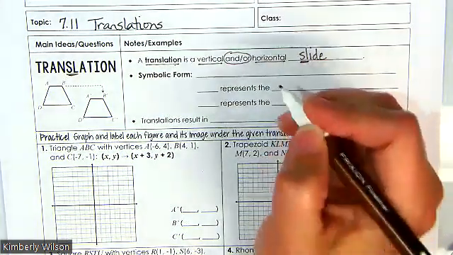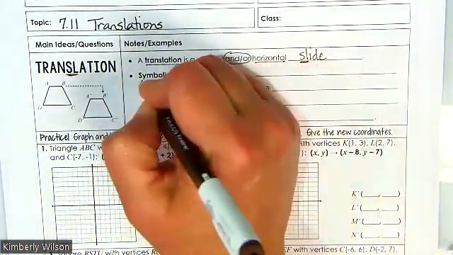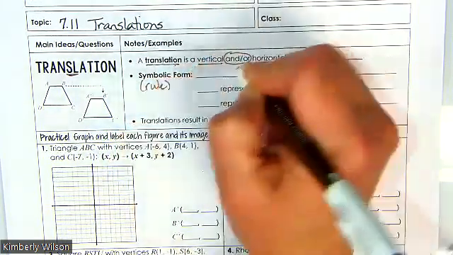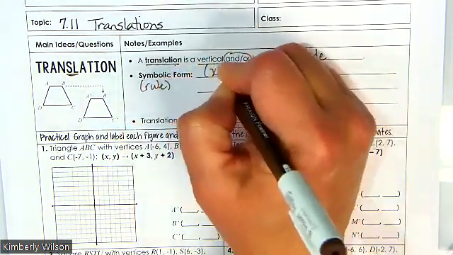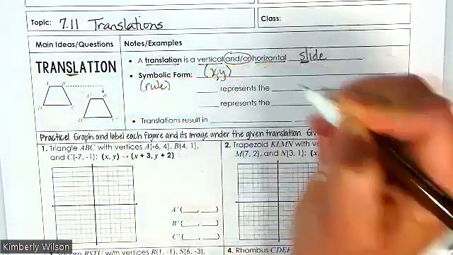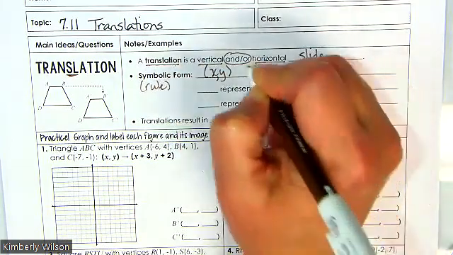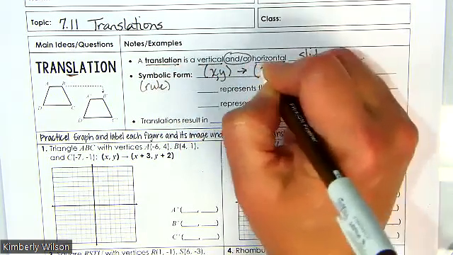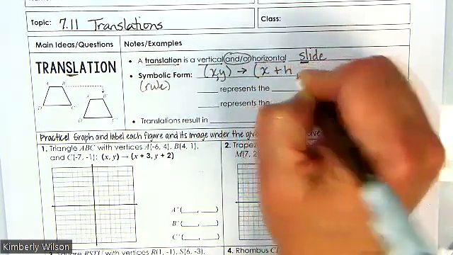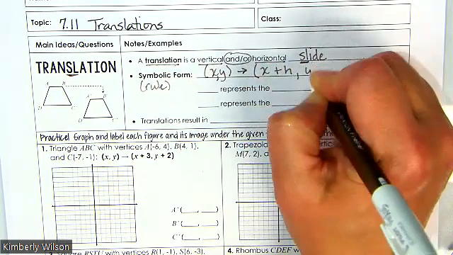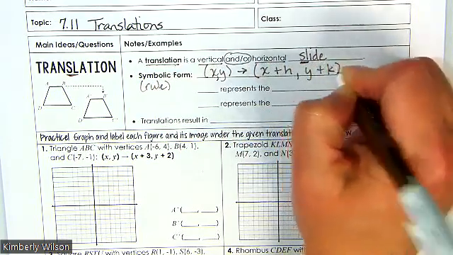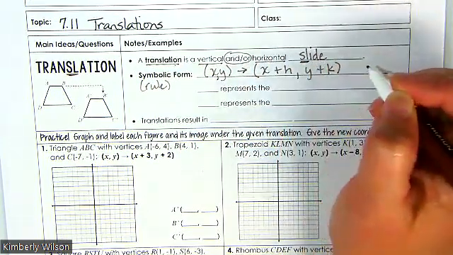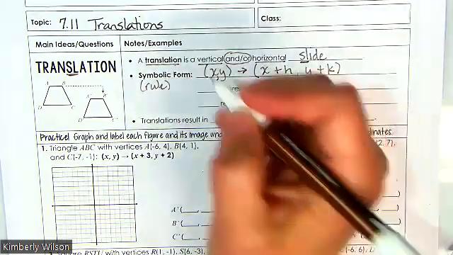Okay, so the symbolic form, which is your rule: your pre-image is X comma Y, and then it's changing by X plus H comma Y plus K. And you may be asking yourselves, what does H and K stand for? That's what we're about to talk about.